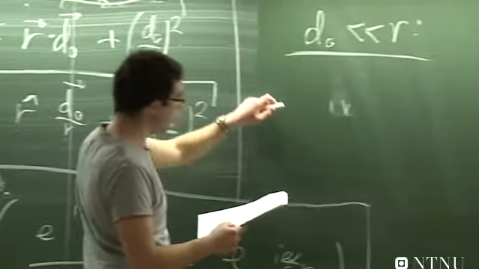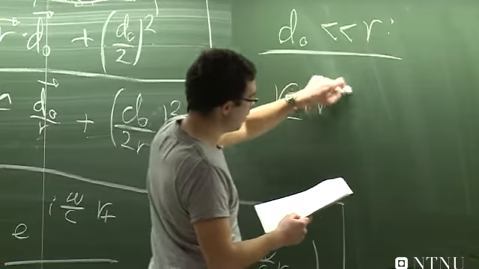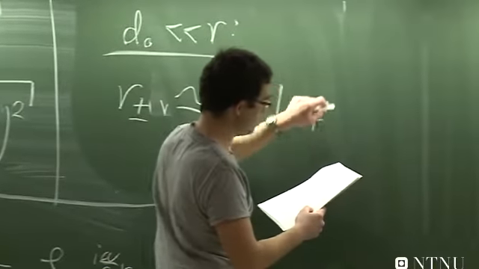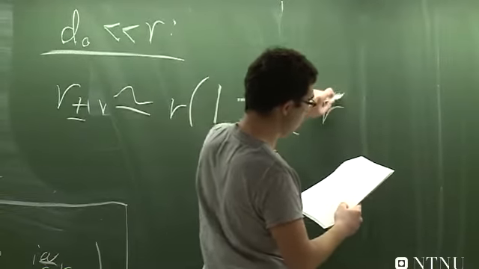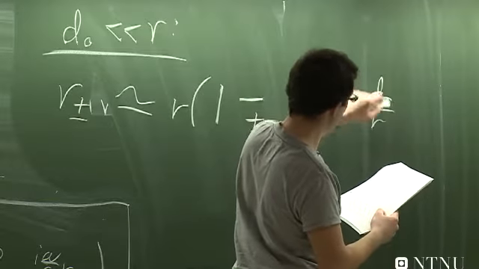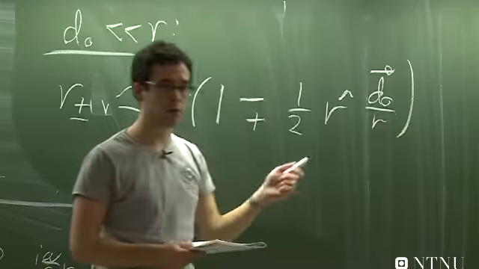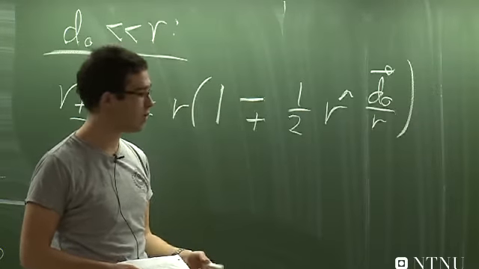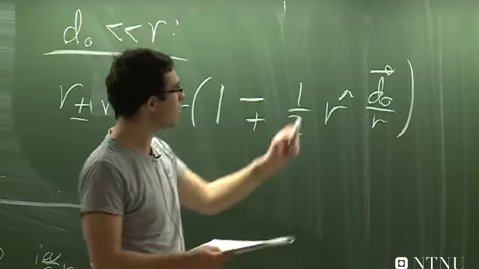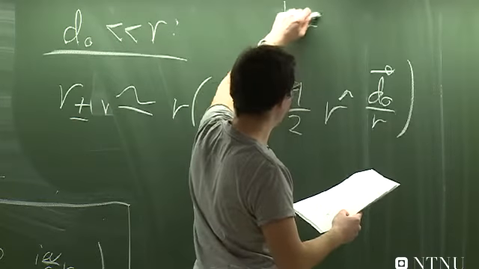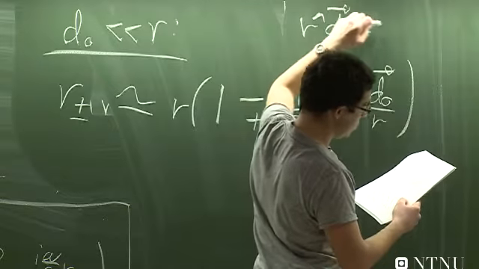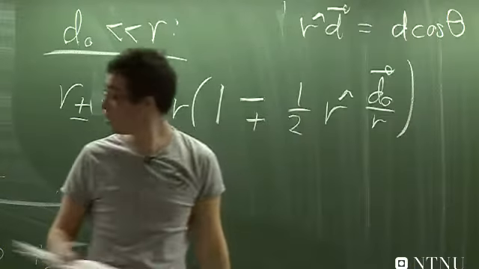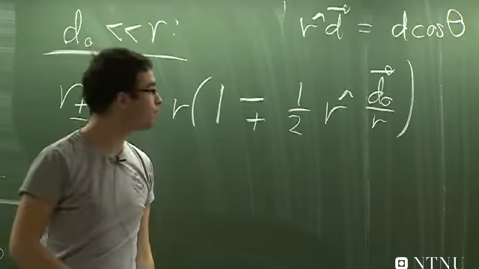This gives me that r plus minus is approximately equal to r times 1 minus plus a half r hat dot d naught over r. There could be more terms, but those terms are going to go like 1 over r squared, which does not give rise to radiation, so I'm just going to skip that right away. Note, by the way, that r hat dot d is equal to d cos theta. So this was just the cosine law.